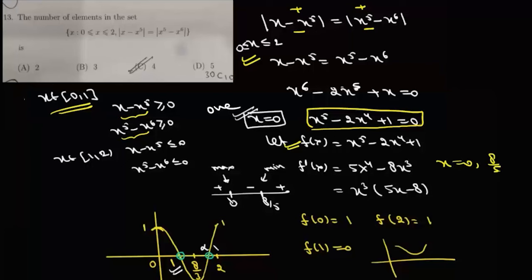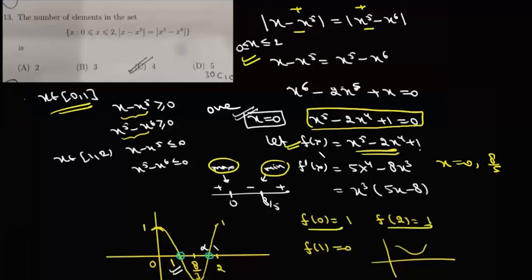So if we plot it on the number line, the rightmost will be plus. So plus, minus, plus. So at 0 there will be a maxima, and at 8 by 5 it will be a minima. Now we will find the value at 0. At 0, the value of f(x) will be simply 1. We will find the value at 2. At 2, this is 2 to the power 5 minus 2 to the power 5 plus 1. So at 2 also this value is 1.